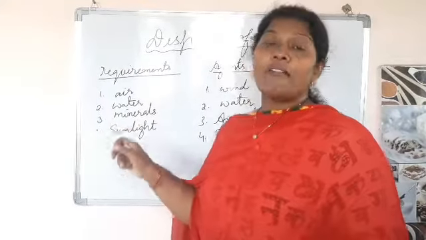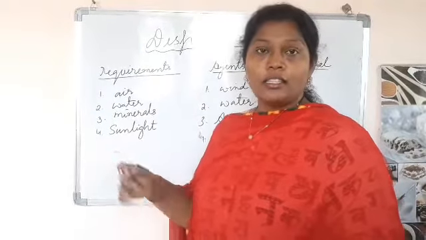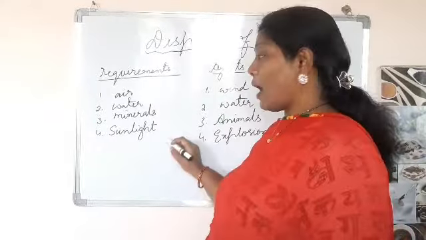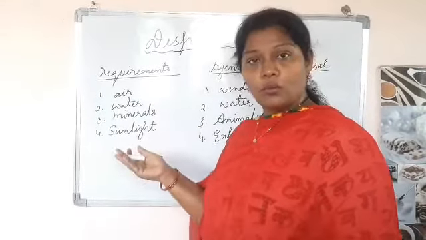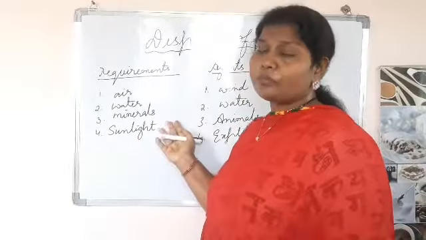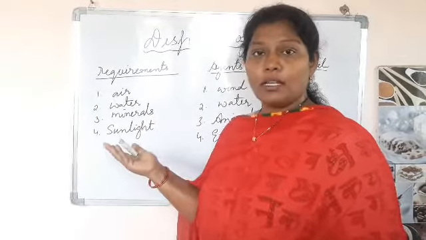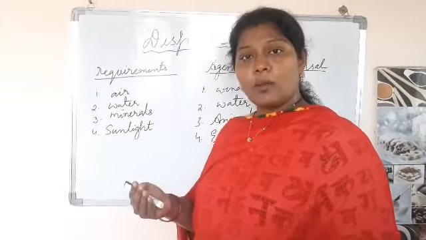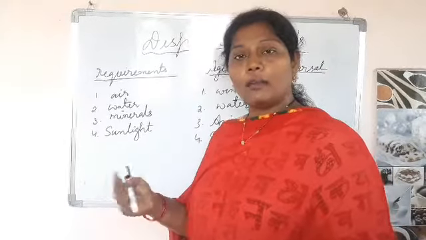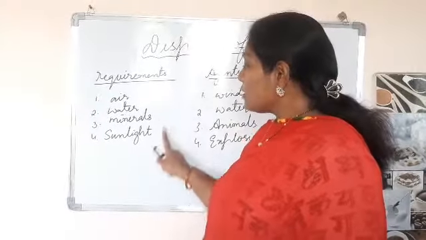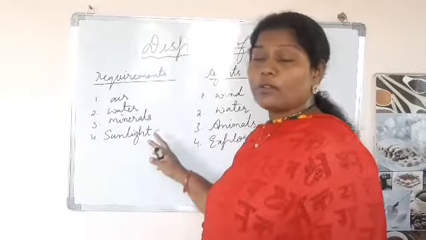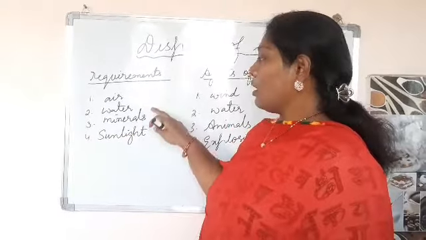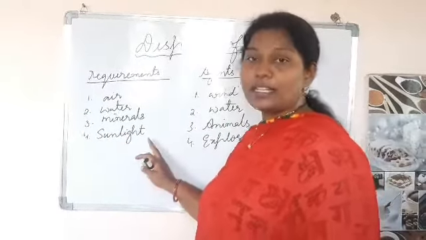All these are available in mother nature. The seed which has to develop into a new plant will take the support of all these requirements and it can develop into a new plant. If any of these is not available, what happens? Definitely the seed cannot grow, or if it has sprouted also, after some time it will die. So these four important requirements are needed for any seed to grow: air, water, minerals and sunlight.